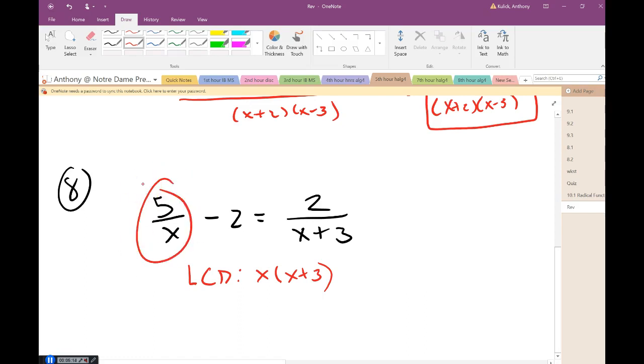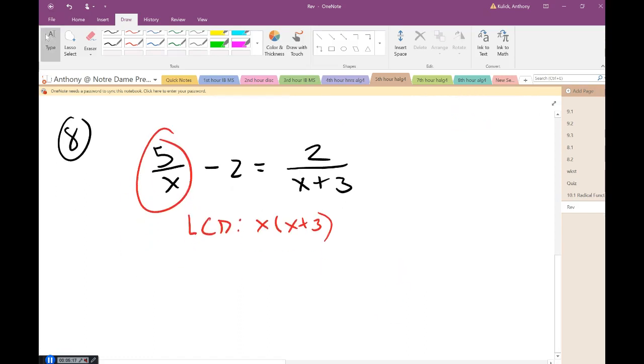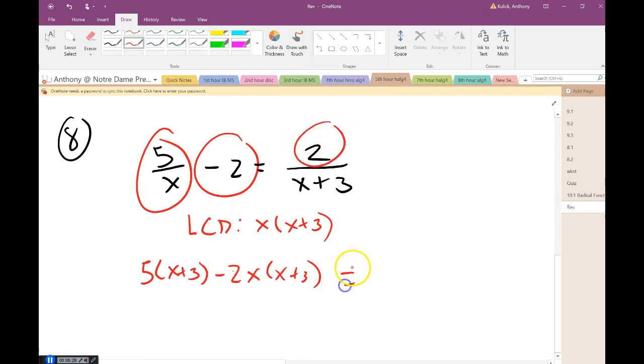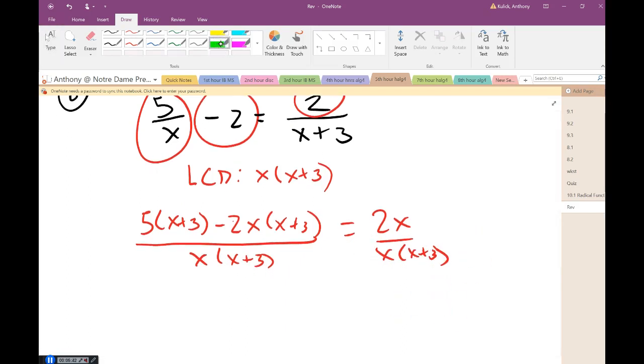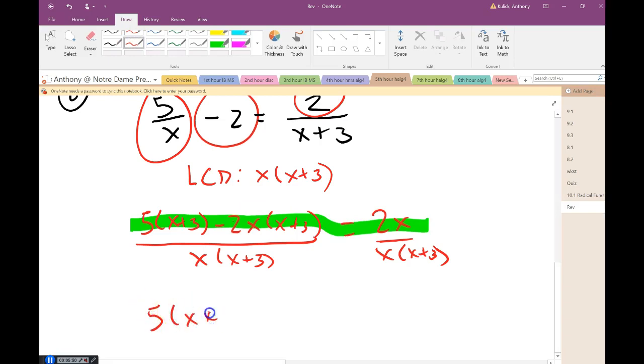So what do I have to multiply this fraction by to get the common denominator? X plus 3. What do I have to multiply this fraction by to get the common denominator? X times x plus 3. And what do I have to multiply this one by? X. Everybody happy with that? Now that I have a common denominator on both sides, I can just ignore the denominators and just worry about solving the numerator.